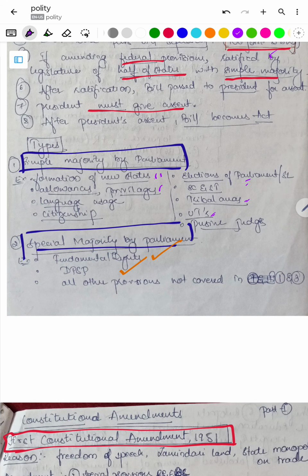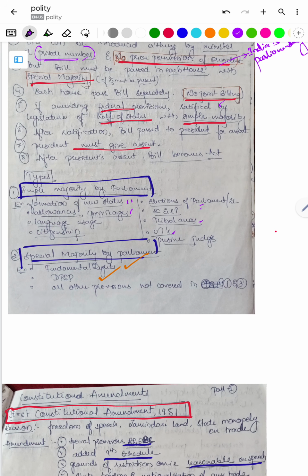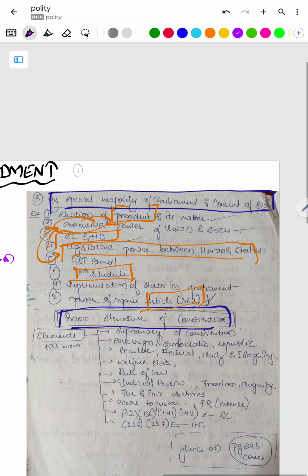These are the most important things. Instead of remembering this, you can remember the special majority cases. That is fundamental rights, DPSPs. Obviously you can write it categorized by this. And consent of states is required when it's federal, when you change the federal structure. Okay.